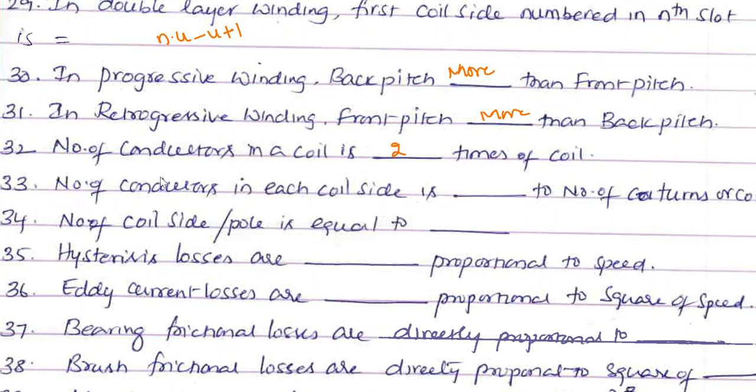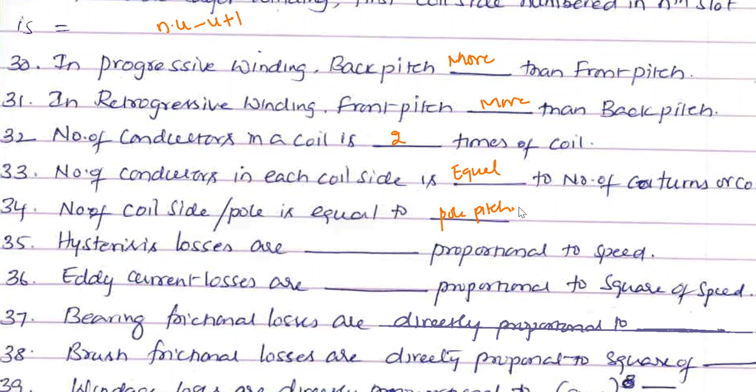The number of conductors in each coil side is dash to the number of turns of the coil. So it will be equal or same. 34th question here. Number of coil sides per pole is equal to pole pitch.